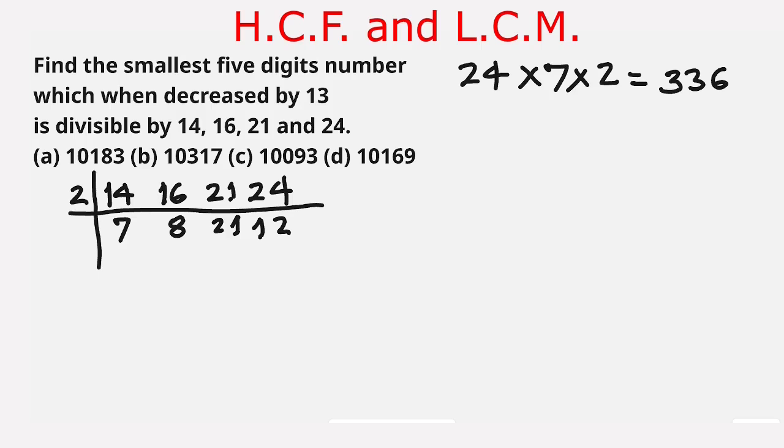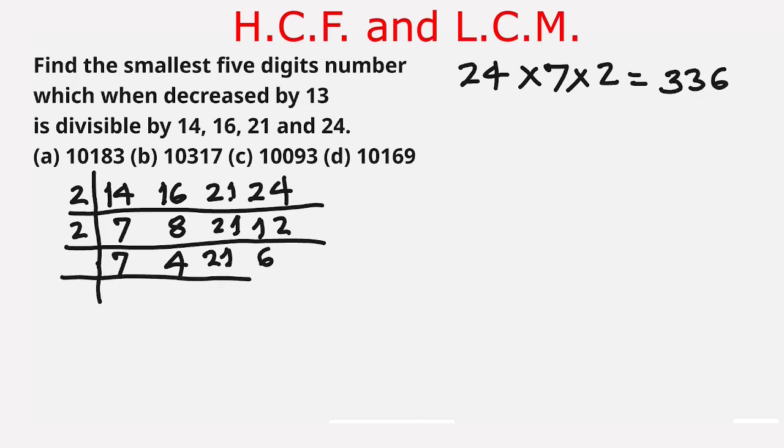Still 2 numbers are divisible by 2. We write 7 as it is, as it's not divisible by 2. 2 divides 8 for 4 times. We write 21 as it is, as it's not divisible by 2. 2 divides 12 for 6 times. Still 2 numbers are there divisible by 2. We write 7 as it is. 2 divides 4 for 2 times. We write 21 as it is. 2 divides 6 for 3 times.